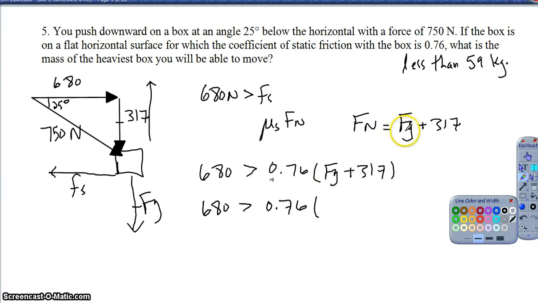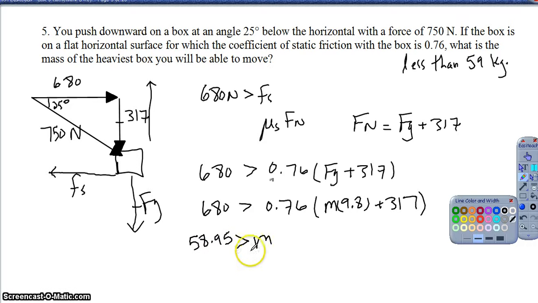So my normal force equaled the force of gravity plus that 317. The force of gravity obviously is coming from the mass times 9.8. So then I've just got this equation that I need to set up and solve. So really from here, it is just some algebra, right? Divide both sides by the 0.76 and then subtract the 317, divide by 9.8. Anyway, when you do all of that, that's where I got my mass has to be less than what I end up getting is about 58.95.